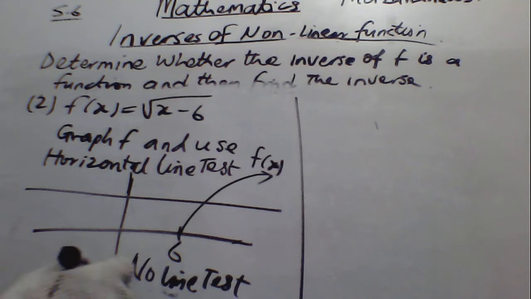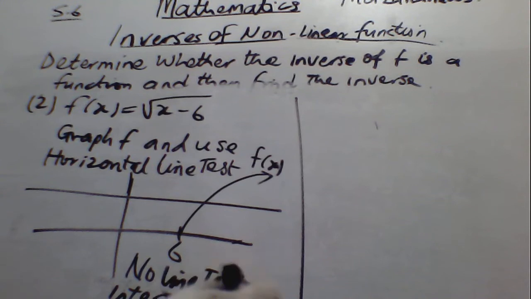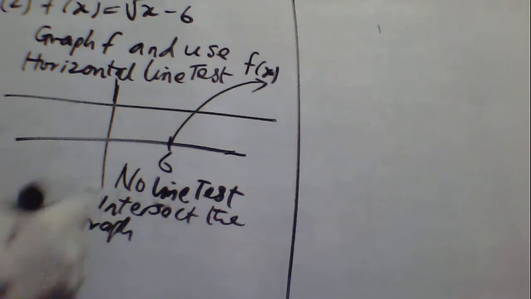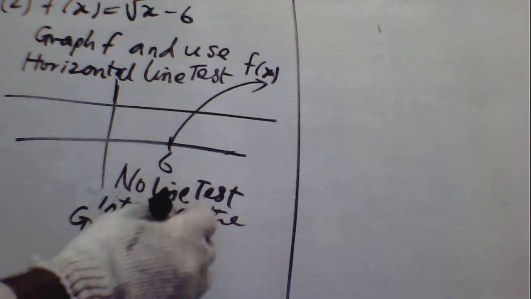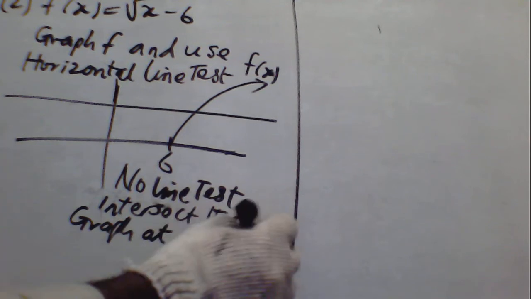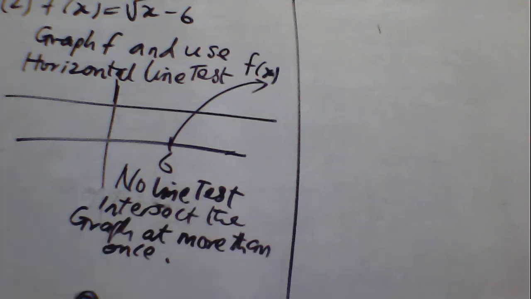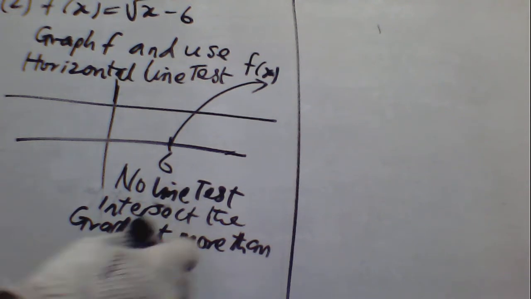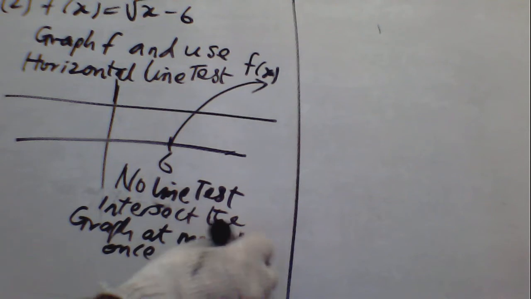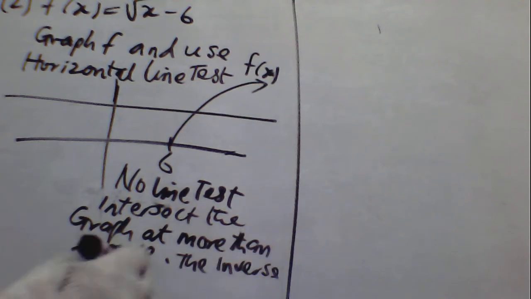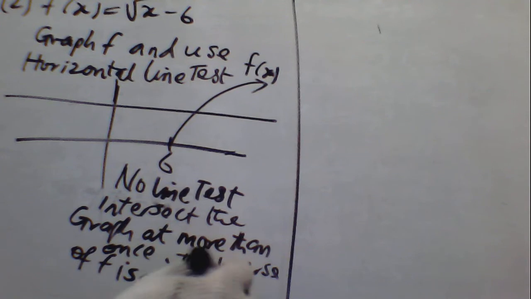No horizontal line intersects the graph at more than one point. So once we have done that, this means the inverse is a function. The inverse of f is a function.